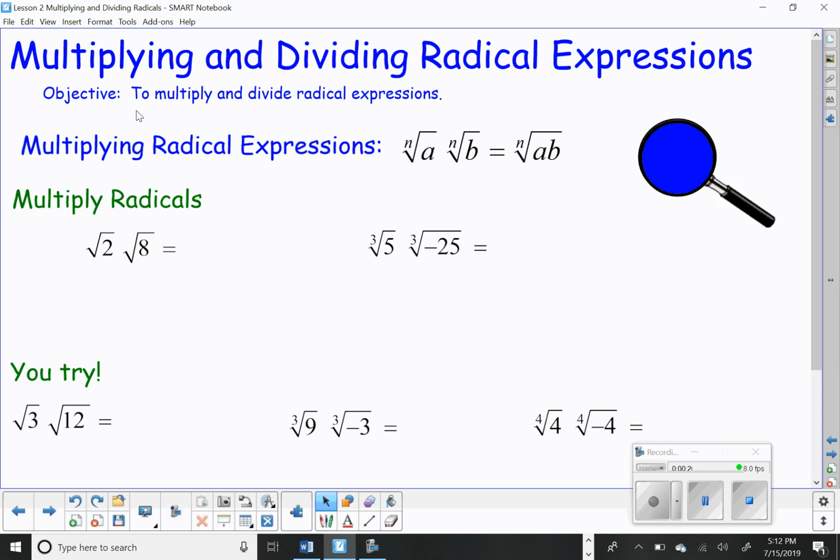The objective here is to simply multiply them. Multiplying radical expressions means that you will be putting the things underneath the radical together, and the index stays on the outside.